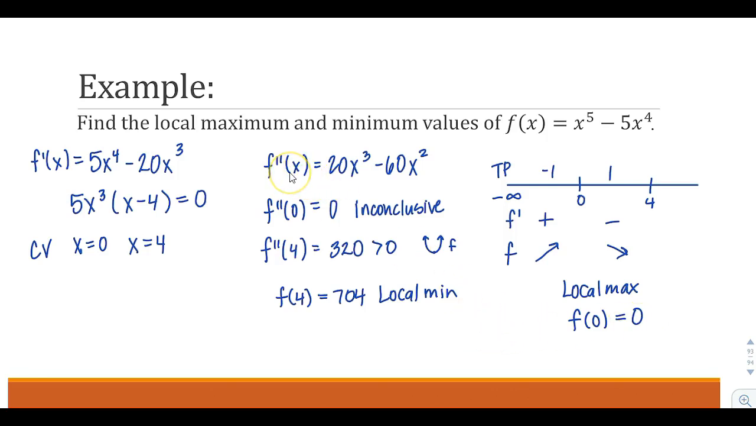So the second derivative test can be quick, but it has a downfall. It doesn't always give us a result. If we get out 0, that's inconclusive, and we can't just stop and say that's the answer. We have to go back and go to the first derivative test. It's just that the first derivative test might be a little more work if it requires an extensive sign chart.